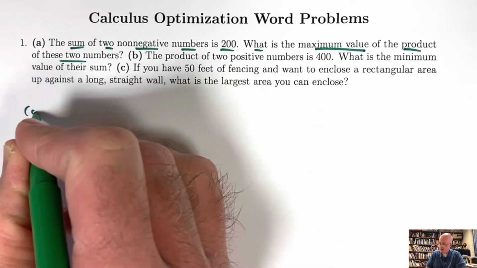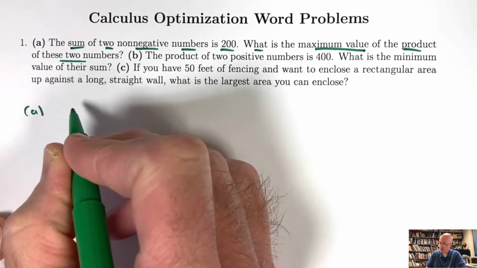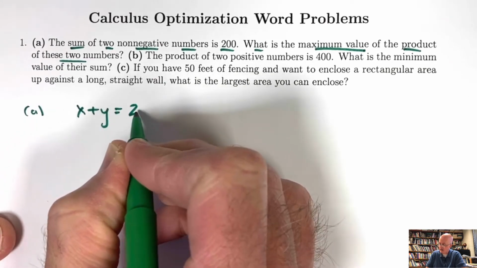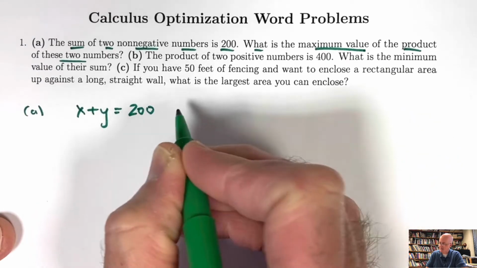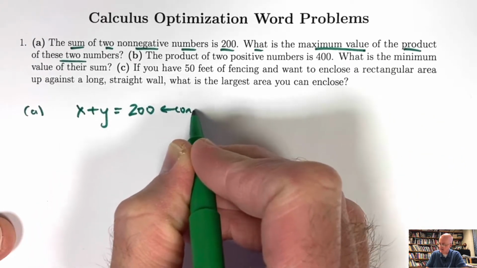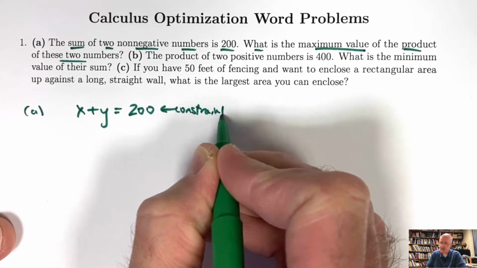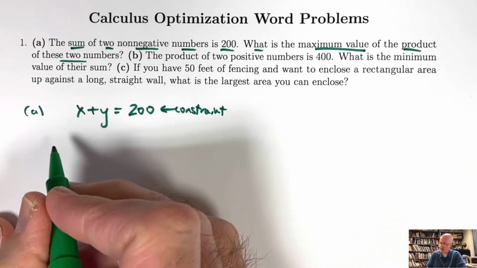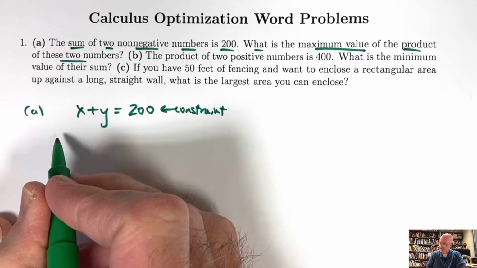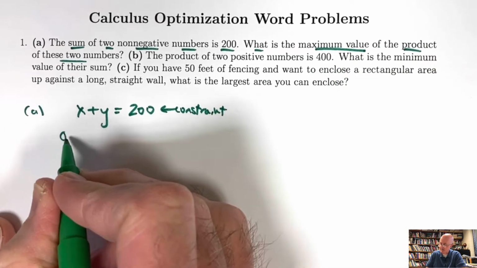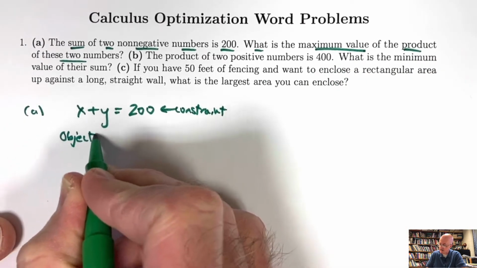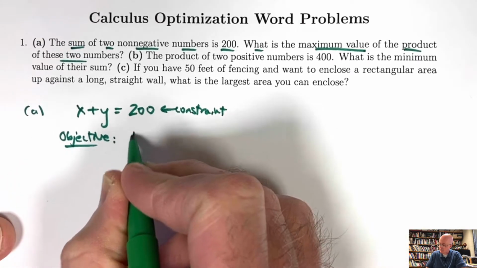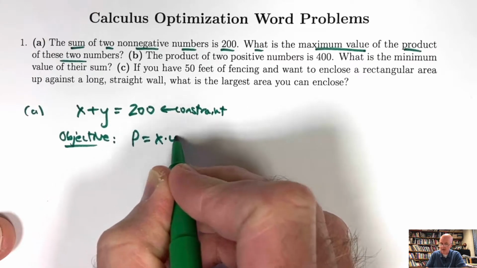So we start by assuming that we've got two unknown numbers, x and y. We assume x plus y equals 200. That's what's called a constraint on these variables. They can't freely vary. They are related to each other. And the function that we want to optimize, in this case maximize, is called the objective function, and that is their product. I could call it P for product, x times y.